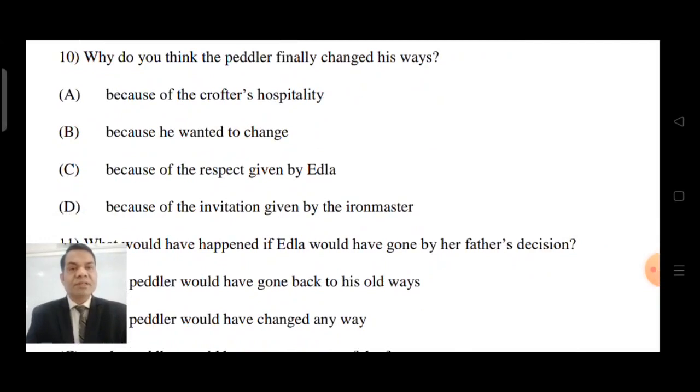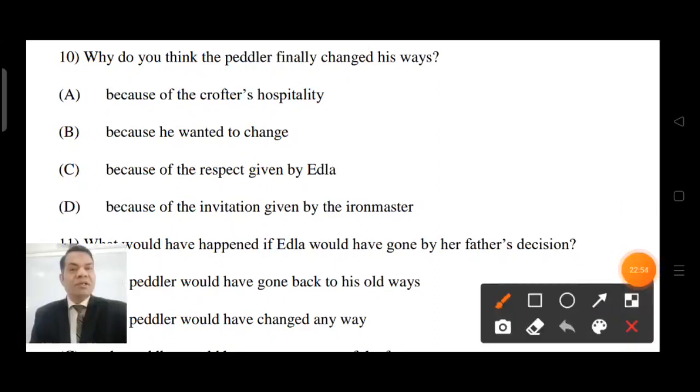Question number 10. Why do you think the peddler finally changed his way? Because of the crofter's hospitality, because he wanted to change, because of the respect given by Edla, because of the invitation given by the Iron Master. So simply we all are aware that it is because of the respect given by Edla.